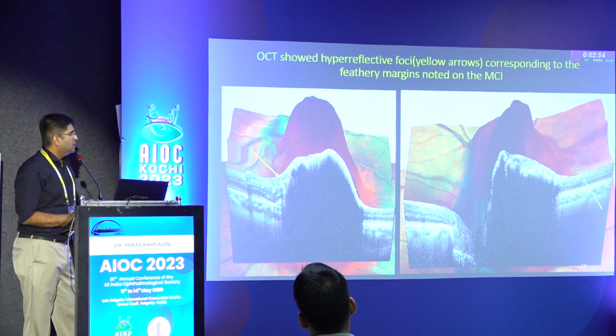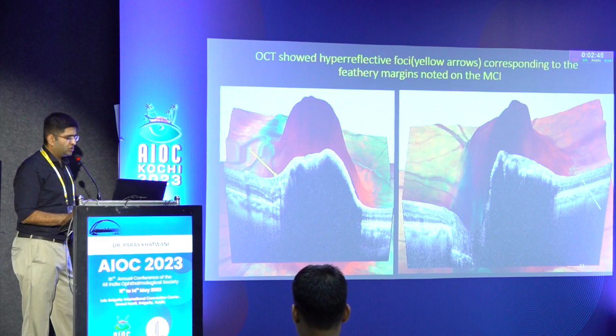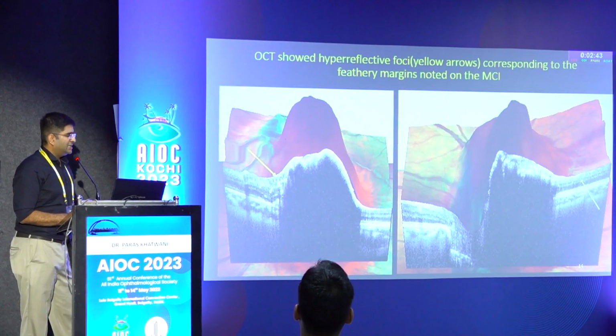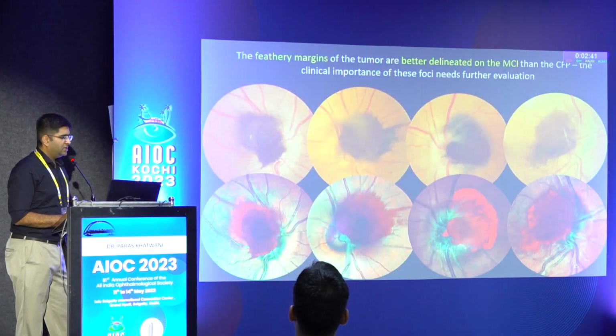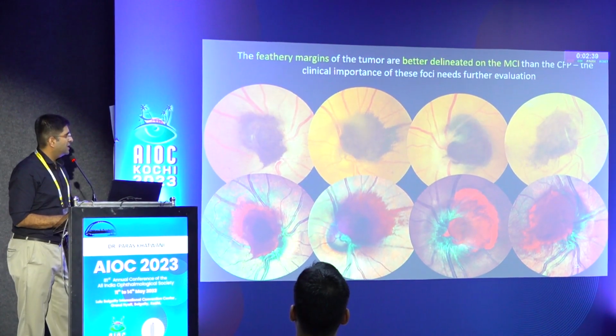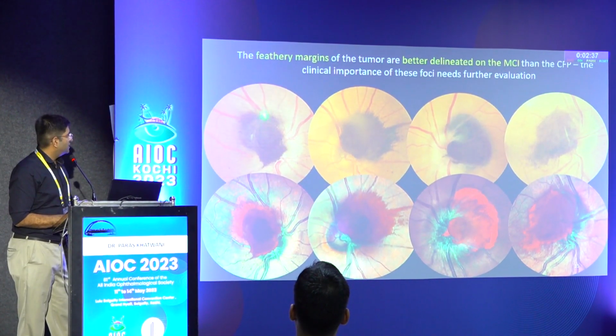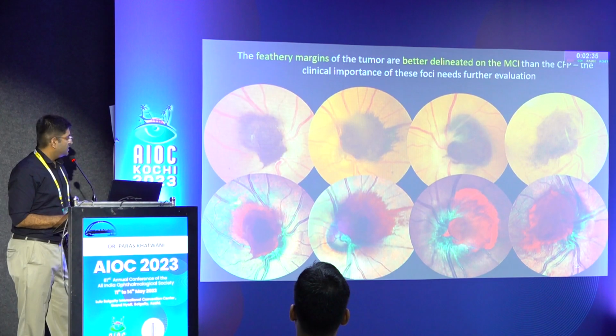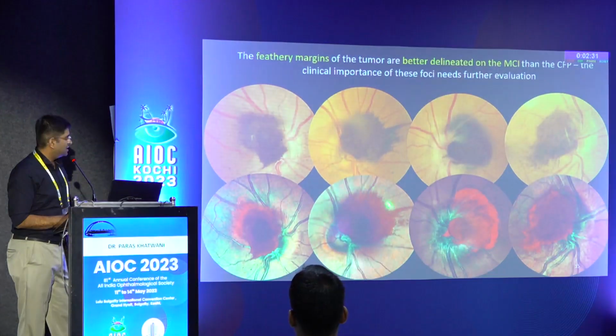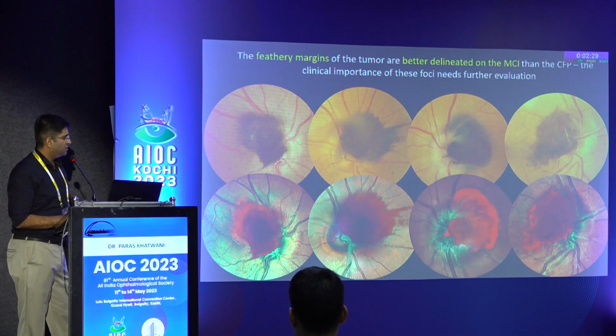Now, these satellite lesions could be melanin dispersion or could be tumor cells. So, histopathological evaluation of these satellite lesions is very important, but they are better delineated on the MCI than on the color fundus photograph. As you can see, because of the enhanced contrast that the MCI provides, you can see these satellite lesions that are present near the feathery margins of the tumor.